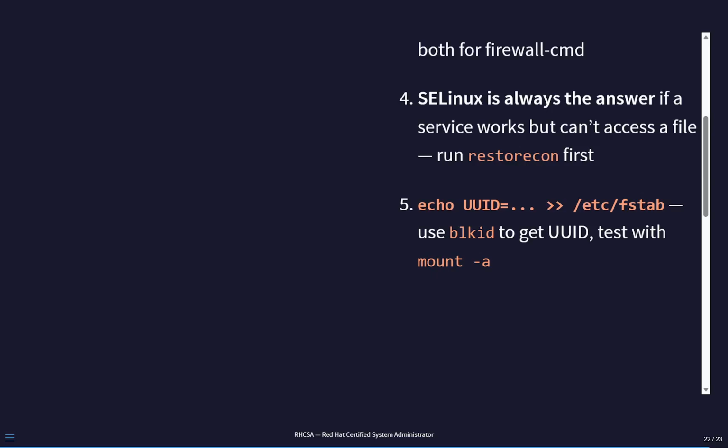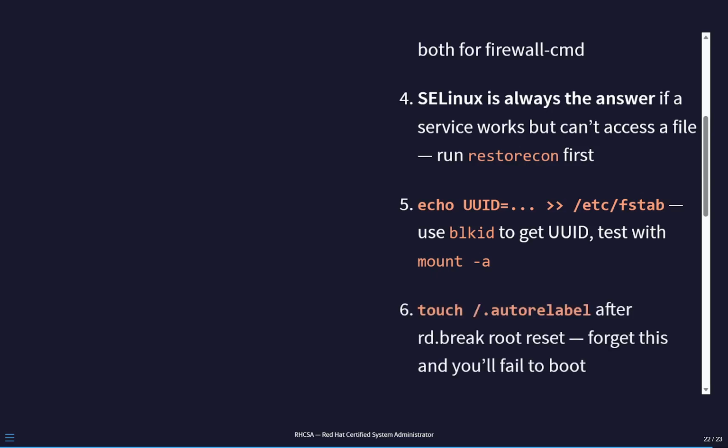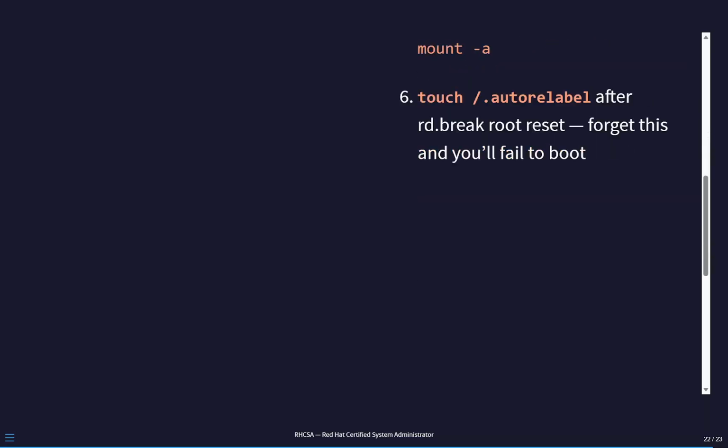Click 5. Use blkid to get the UUID. Append to fstab. Test with mount -a. Never use device names in fstab. Click 6. touch /.autorelabel after the root password reset. Miss this and the system may fail to boot cleanly because of SELinux context mismatches.